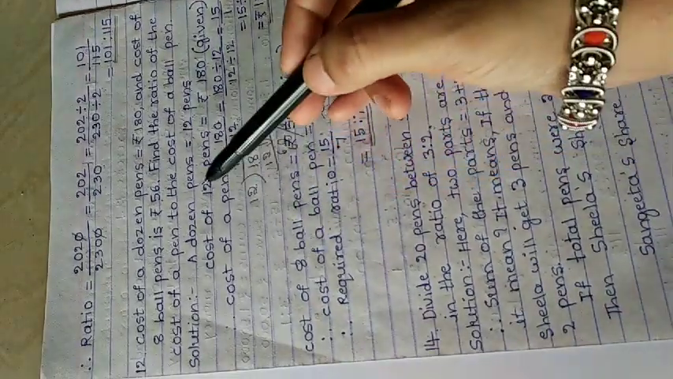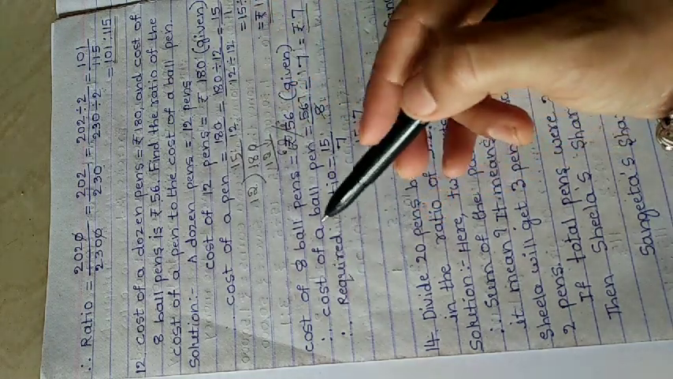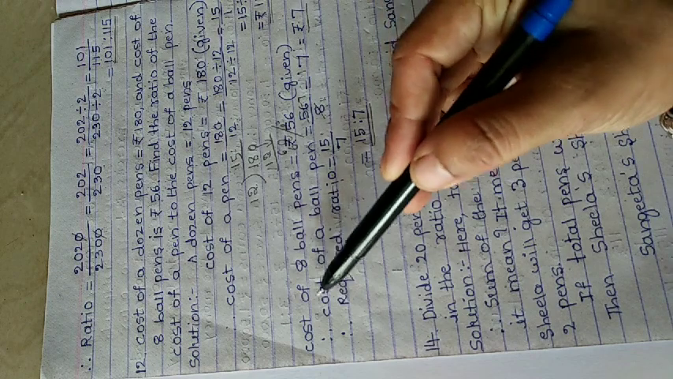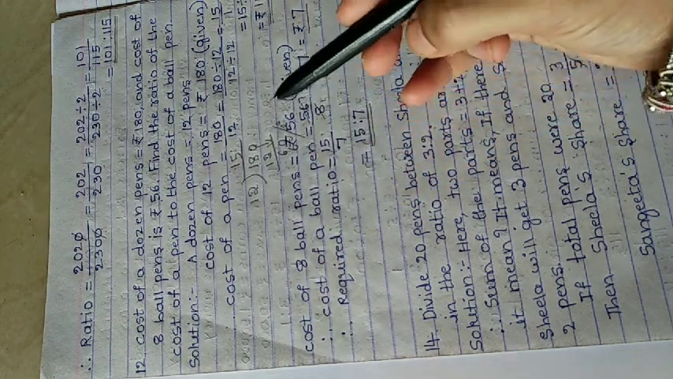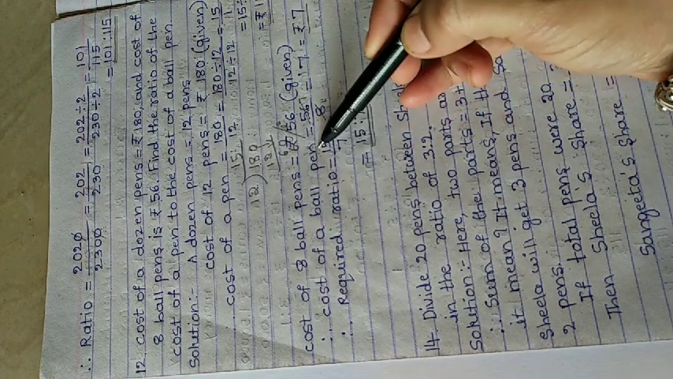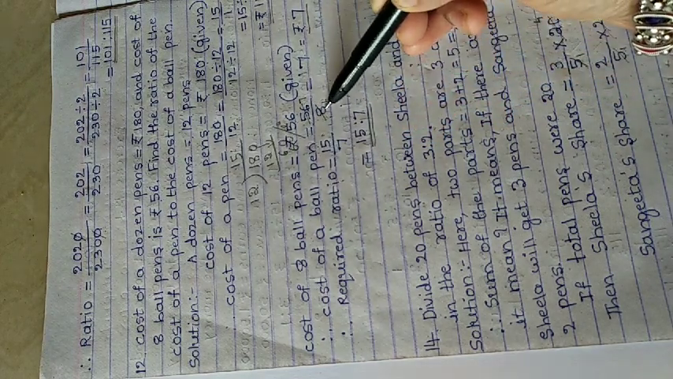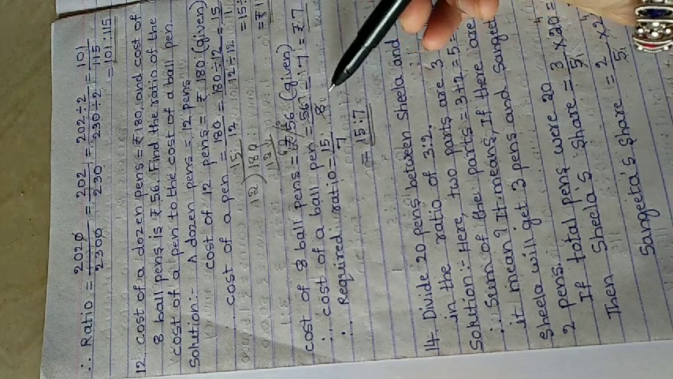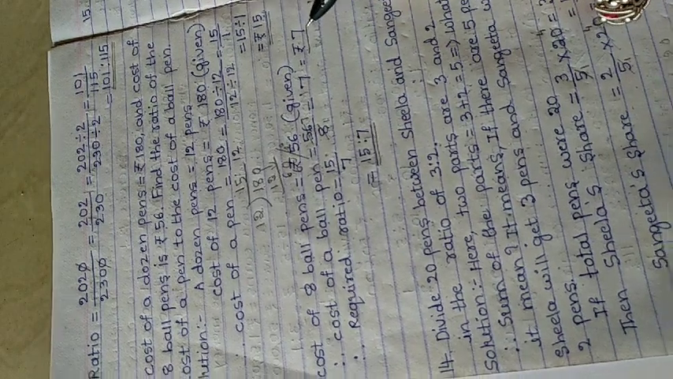Next, the cost of a ball pen we have to find out. There are two categories. One is pen, another one is ball pen. Cost of 8 ball pens they have given as rupees 56. So what is the cost of a ball pen? A ball pen is 56 divided by 8. We know the table of 8. 8 sevens are 56. So rupees 7.